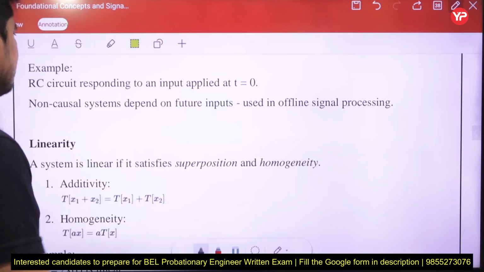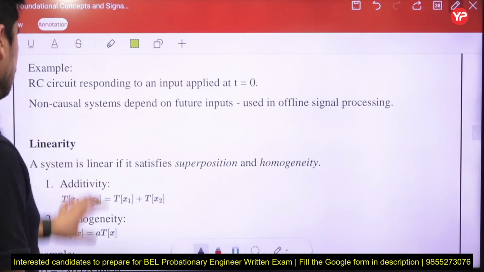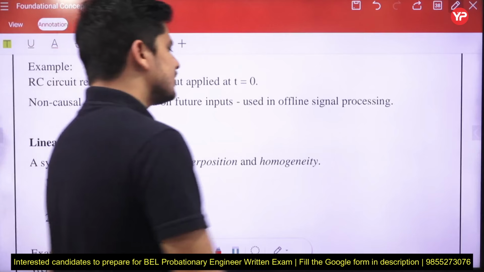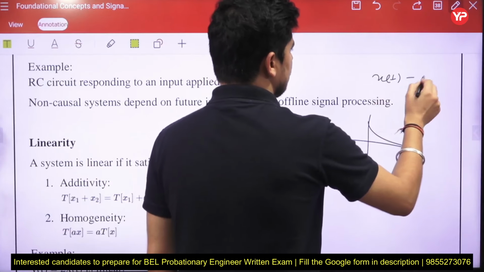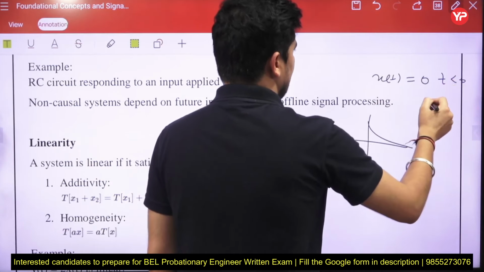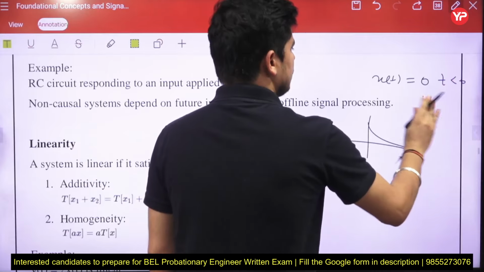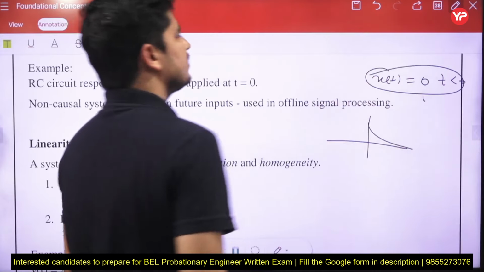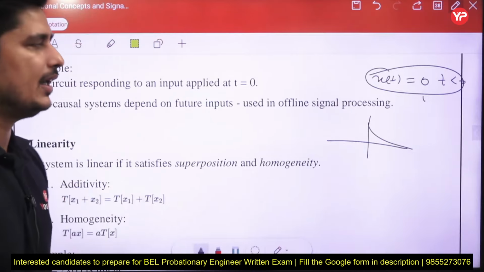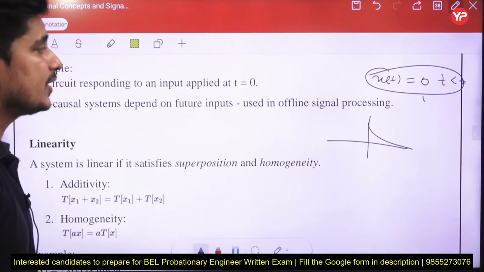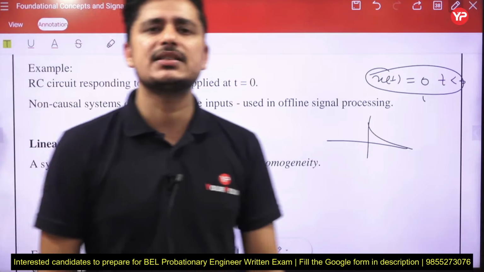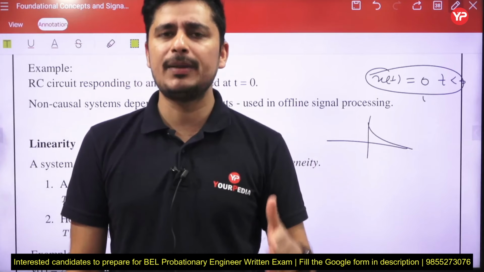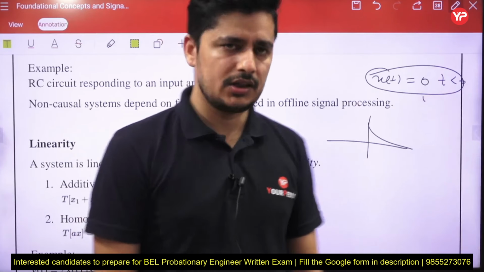Non-causal: in a system, if the output depends on the future value as well as the past or present values, that is non-causal, right? And if you are talking about the signal, a causal signal is one where x(t) is 0 for t less than 0. Any signal satisfying this property, x(t) equals 0 for t less than 0, will be a causal signal. A causal system is a system where the output depends on the present as well as the past input to that system.